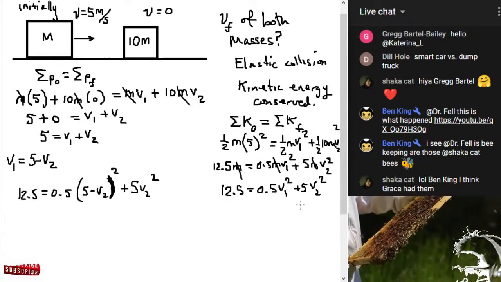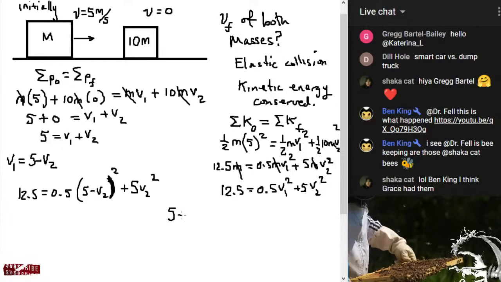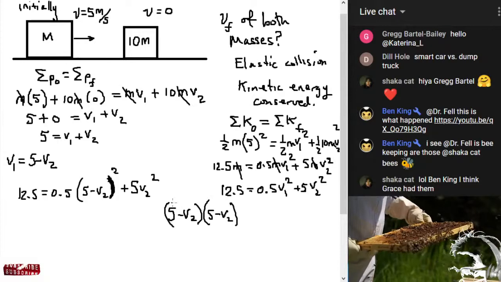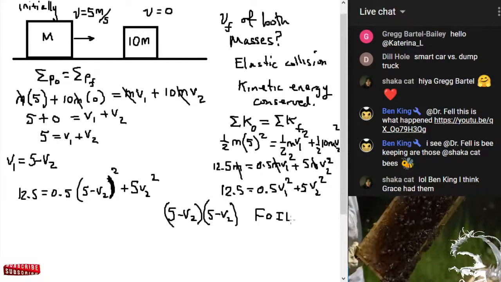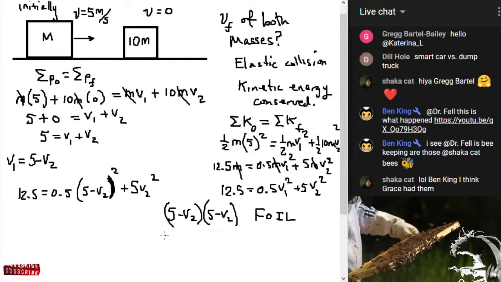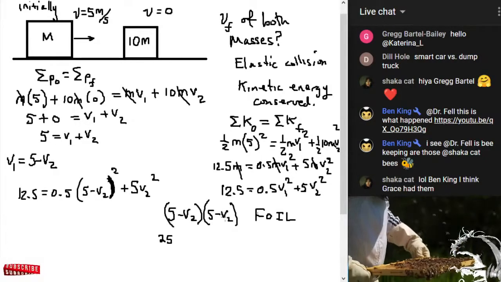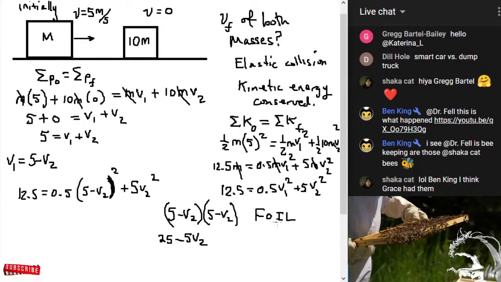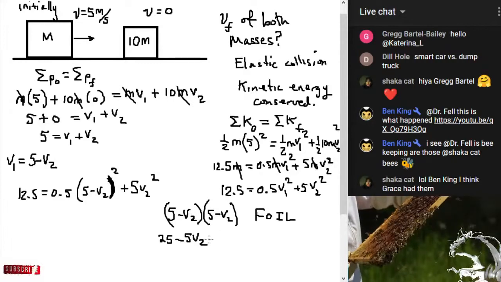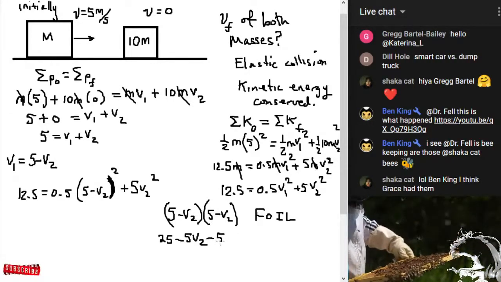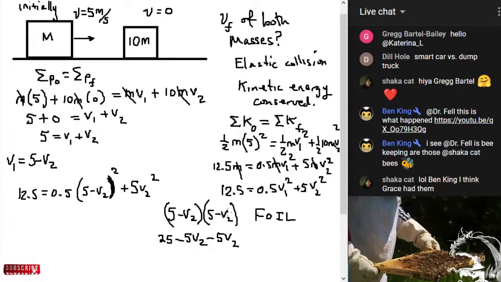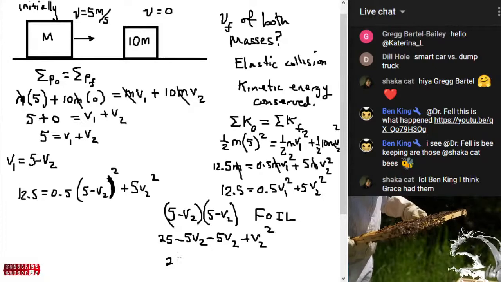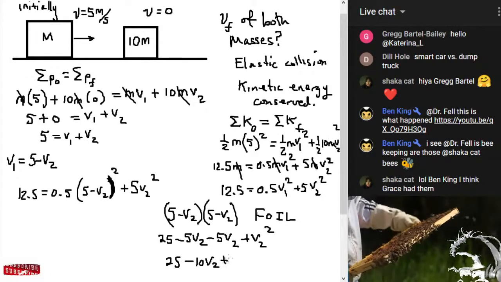So we have to square this. You remember how to do that? Remember foiling? 5 minus v2, 5 minus v2. First terms, multiply them. 5 times 5, 25. Outside terms, 5 times negative v2 is negative 5 v2. Inside terms, multiply 5 and negative v2, we get negative 5 v2. And last terms, negative v2 times negative v2 is positive v2 squared. So we get 25 minus 10 v2 plus v2 squared.